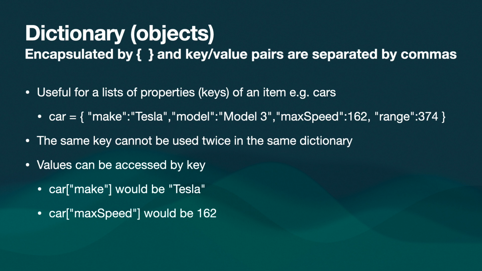In the example for max speed, I put car and in brackets max speed, and it matches the label, the property name that I gave it, including whether it's capitals or lowercase. So if I did max speed with a capital S in this case, I need to make sure it's the same below. So they are case sensitive. If I did that, it would return the value that was the max speed for the car, which is 162.